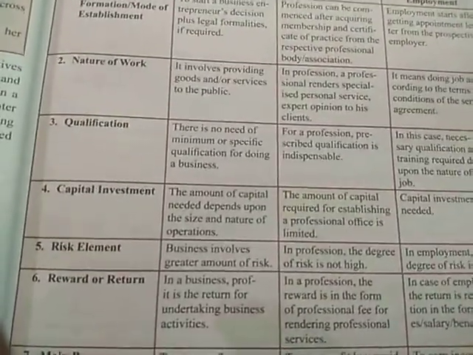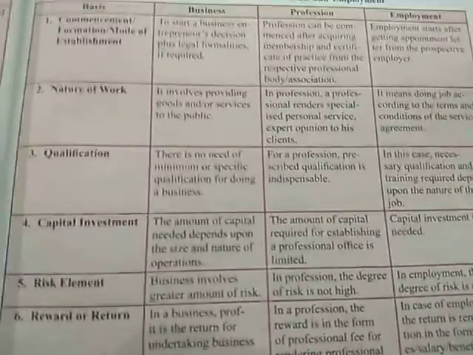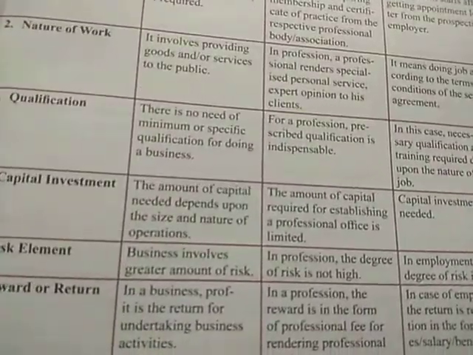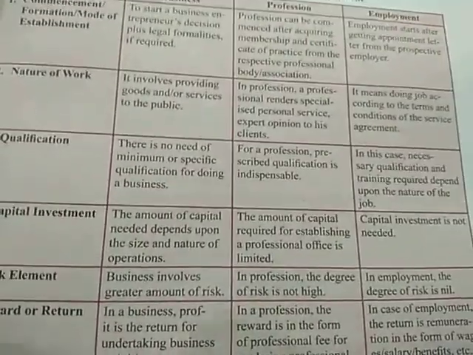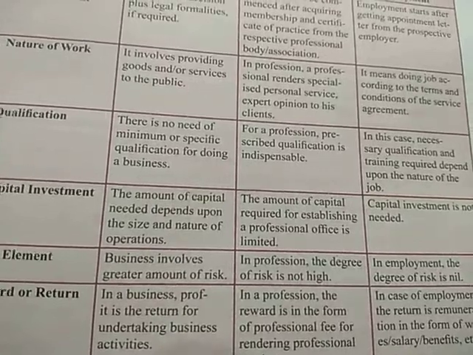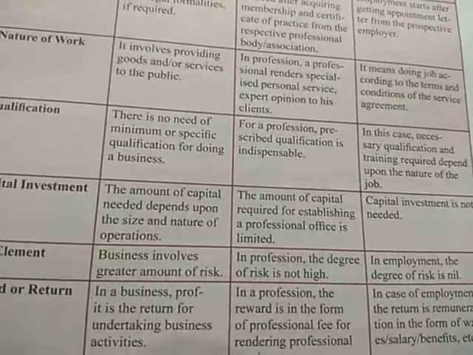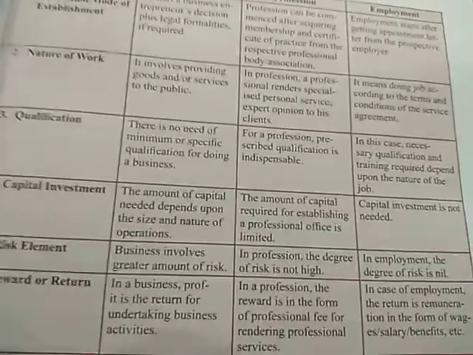Next is qualification. There is no need of minimum or specific qualification for doing a business. For profession, prescribed qualification is indispensable. And in case of employment, necessary qualification and training are required depending upon the nature of the job. According to the nature of the job, you need qualification.